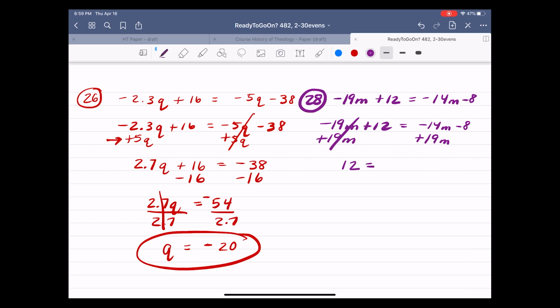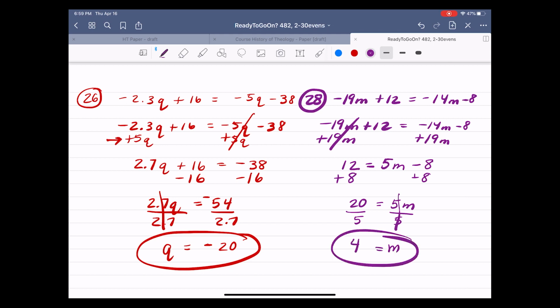What's the difference between 19 and 14? It is 5. The sign of the number that appears larger is positive, so our answer is 5m minus 8. Then I'm going to add 8 to the right, add 8 to the left, and I get 20 equals 5m. Now I want to solve for m. I'm going to divide by 5, divide by 5. M equals 4.